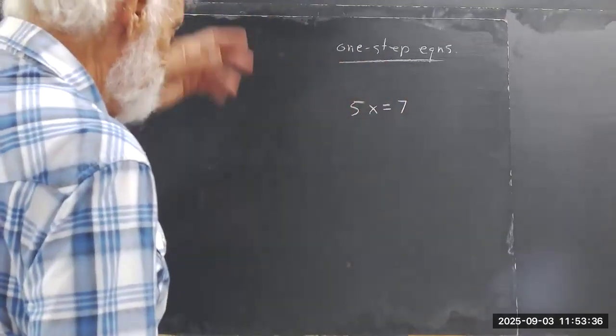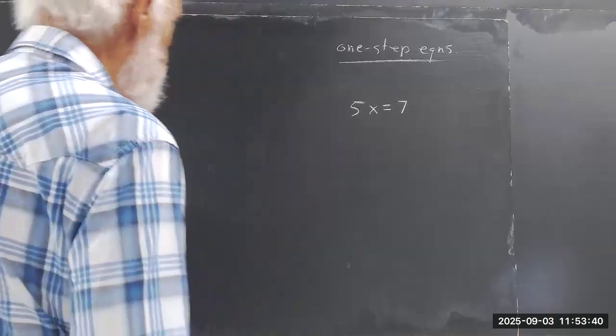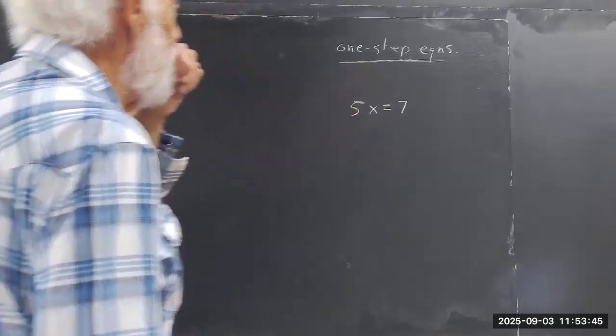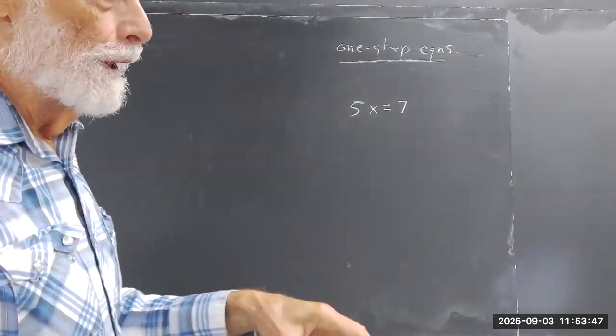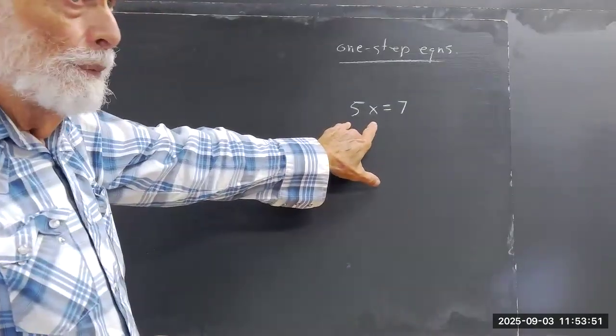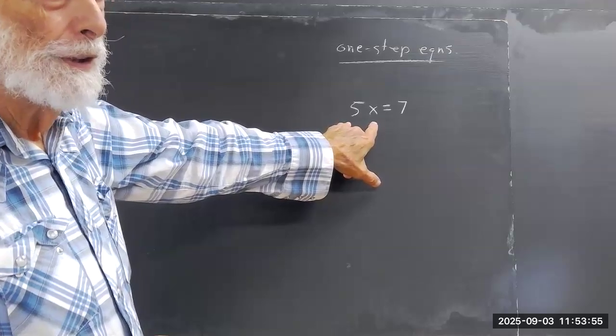Now I'm going to do a different one before I do this one. No, I'm going to do this one. Okay, 5x equals 7. What can I do to both sides to isolate x? What could I do to 5x? What arithmetic operation could I perform with 5x in order to just get x?